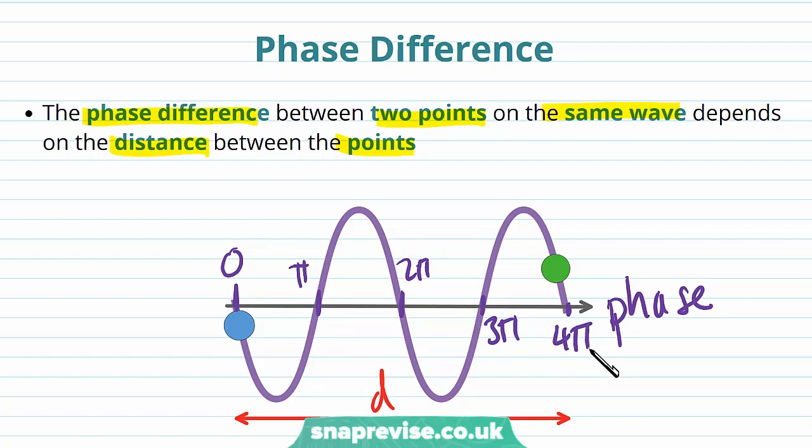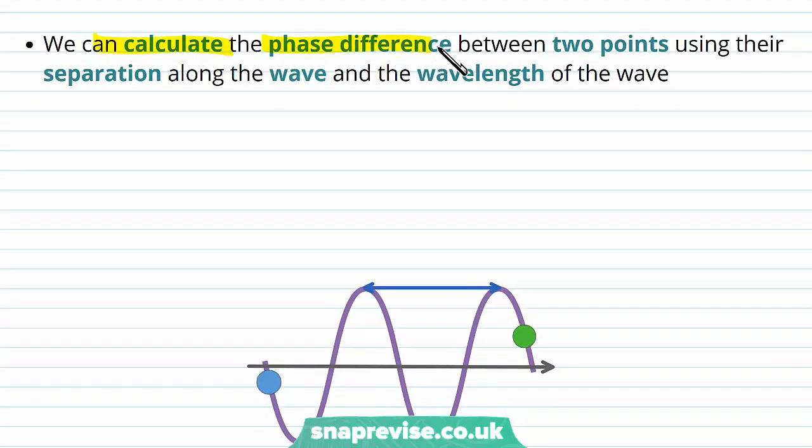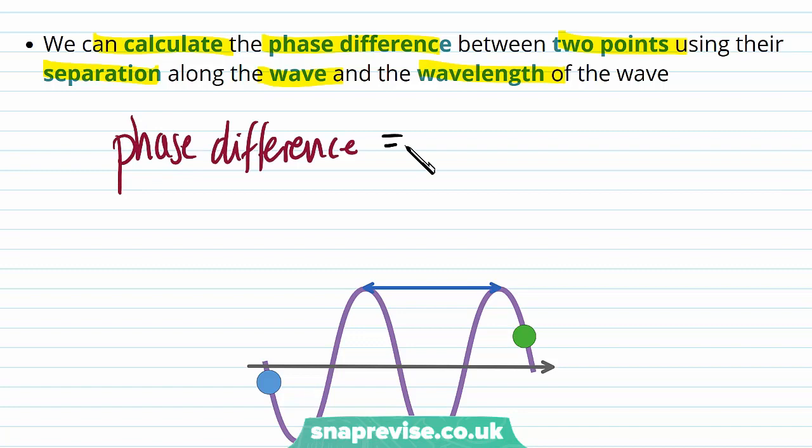So if we want to find the phase difference between 2 points, we need to consider the distance between them, essentially. We can calculate the phase difference between 2 points using their separation along the wave and the wavelength of the wave. So we need to do the distance between the 2 points divided by the overall wavelength and then multiplied by 360 degrees.